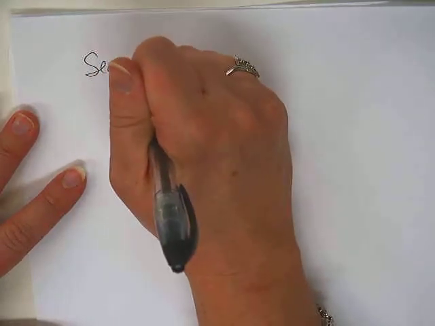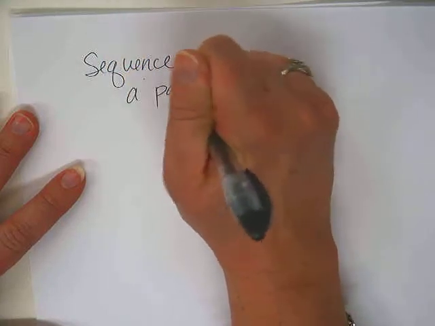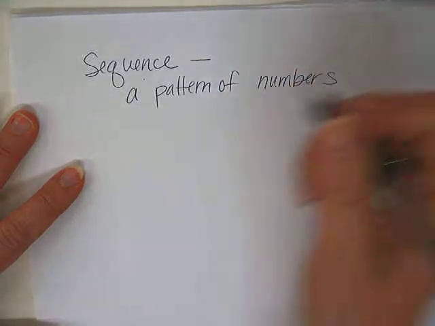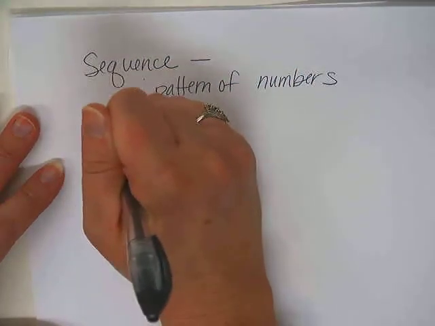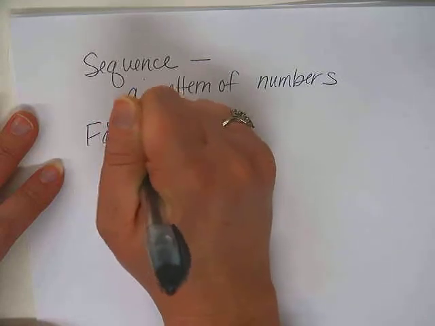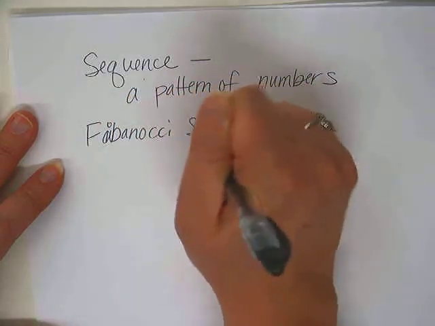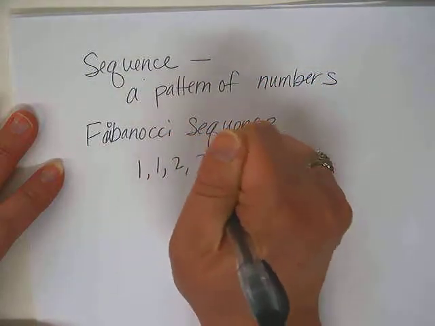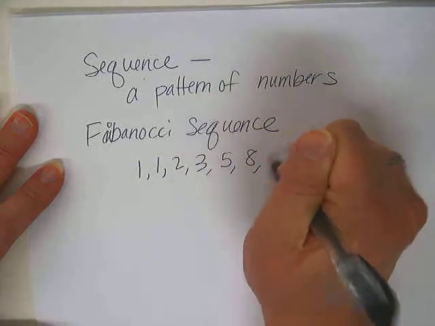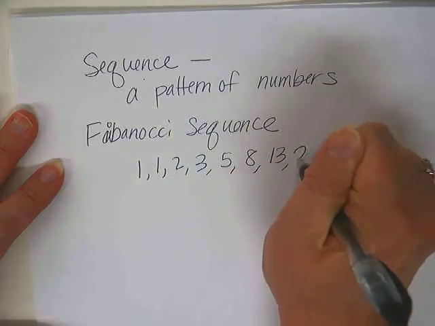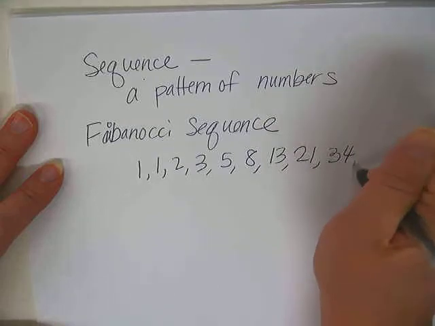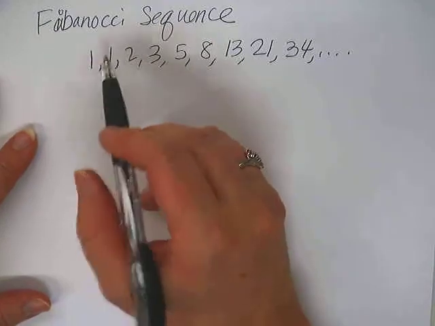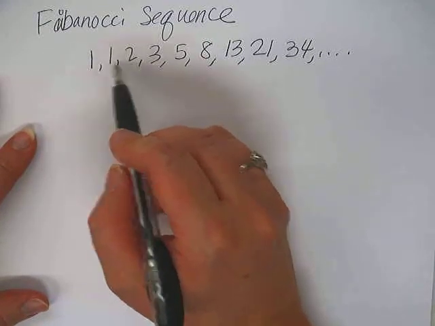Okay. So just before we get too far along, typically when you hear the word sequence, you're looking at a pattern of numbers. There's a whole bunch of different ways to create a pattern of numbers. For example, there's a thing called the Fibonacci sequence. You might have heard of that one, which is 1, 1, 2, 3, 5, 8, 13, 21, 34.